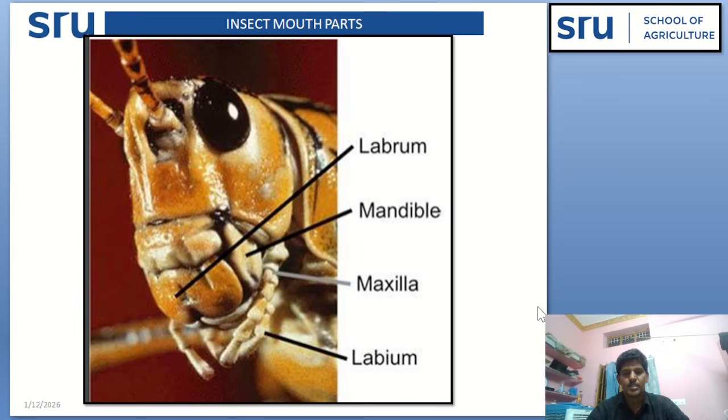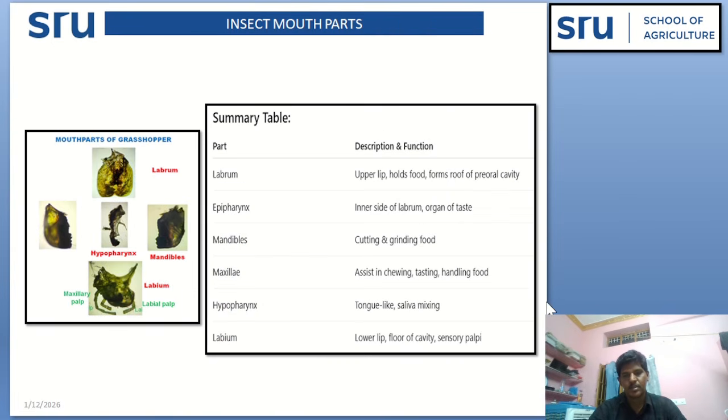See in this image, this is the labrum or upper lip. These are the mandibles or teeth. This is the maxillae, and this is the labium or lower lip. See here the labrum, mouthpart of grasshopper. It is also known as the upper lip. It holds the food and forms a roof of the preoral cavity.